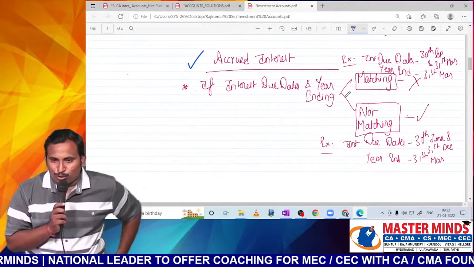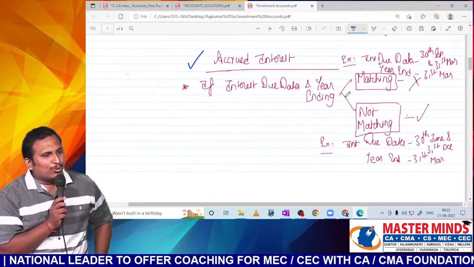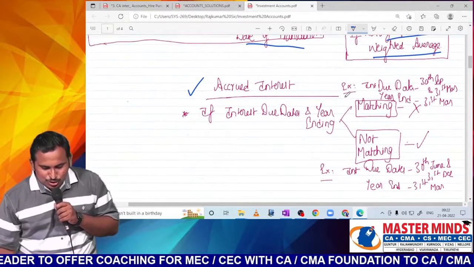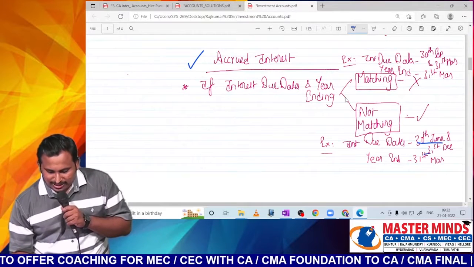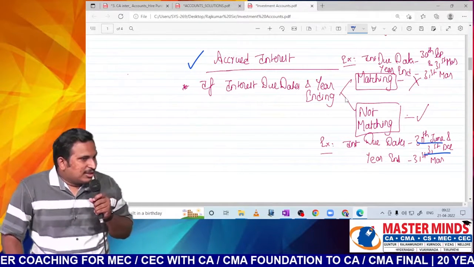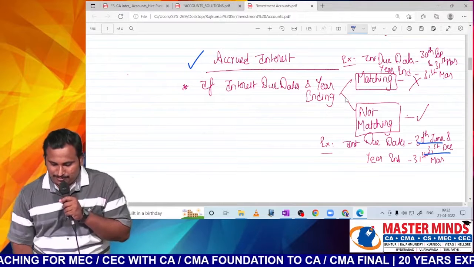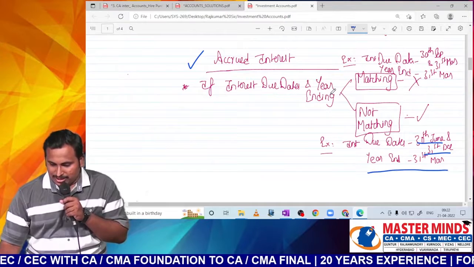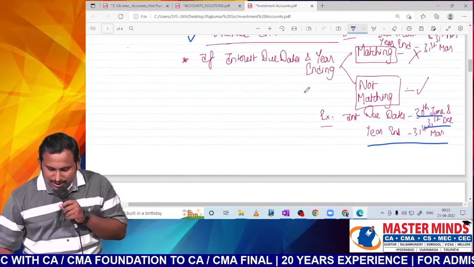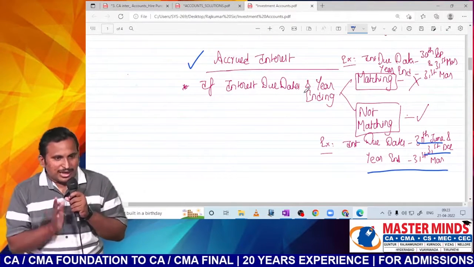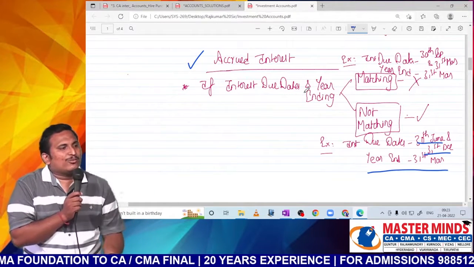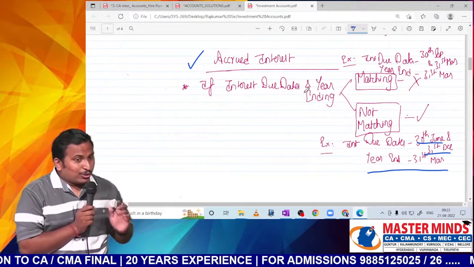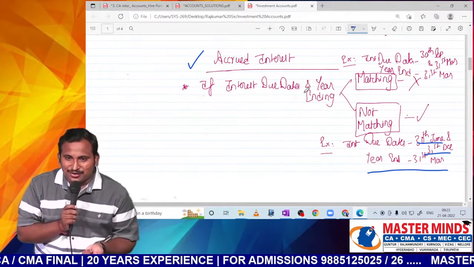One is accrued interest. What do you mean by accrued interest? Very simple. Let us assume interest due dates are 30th June and 31st December. Year ending is 31st March. Now tell me one thing: what is the last date on which you have received interest? 31st December. Now you are closing the books of accounts on 31st March.